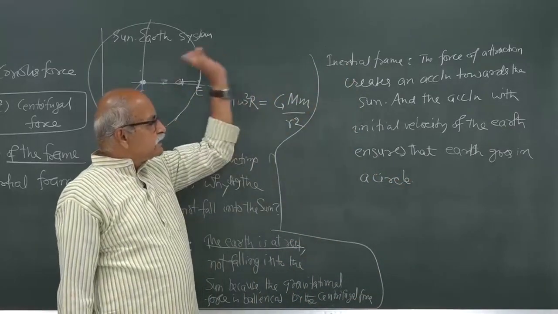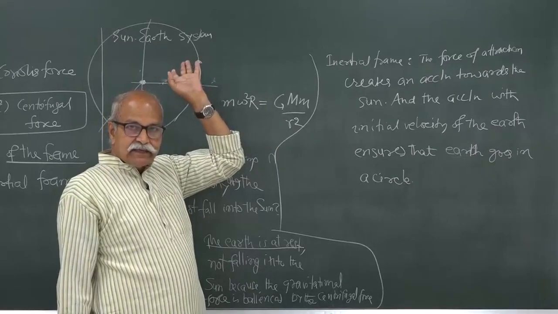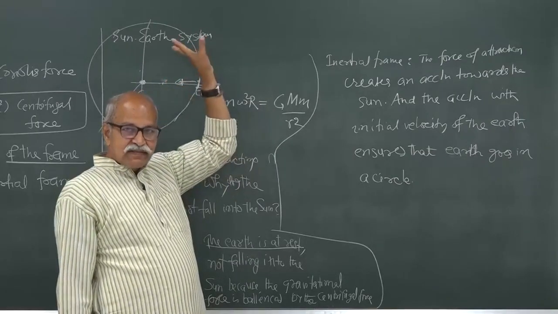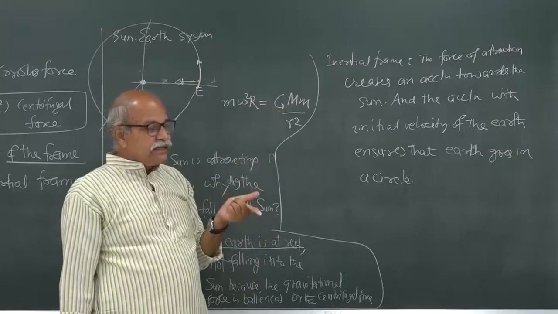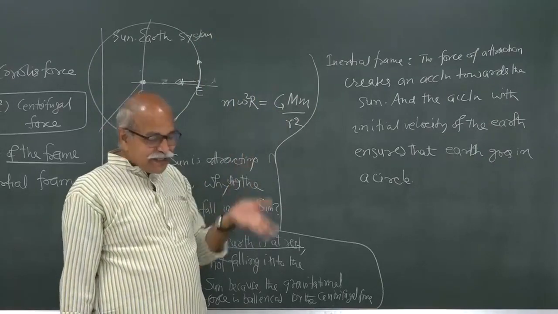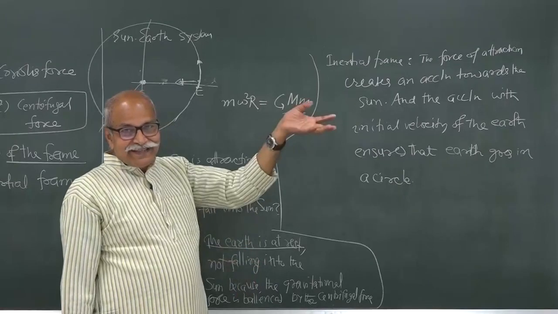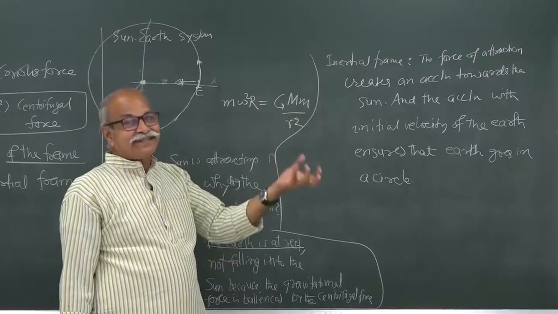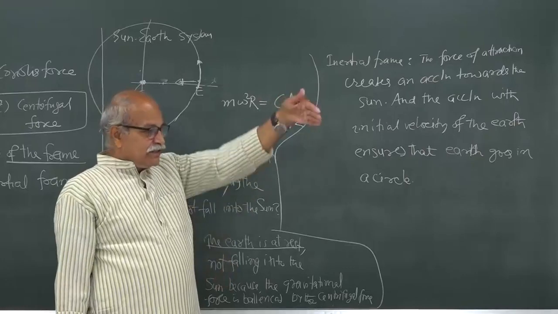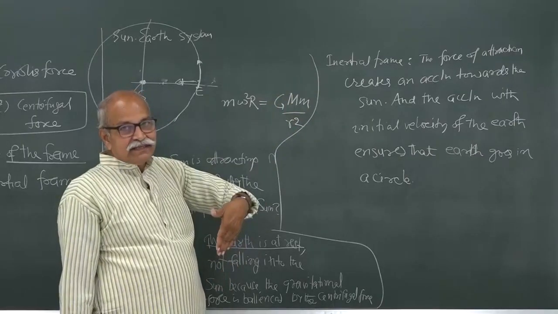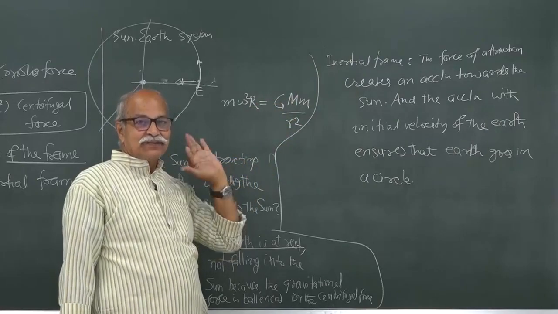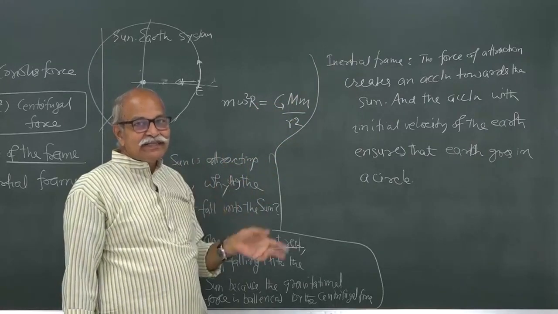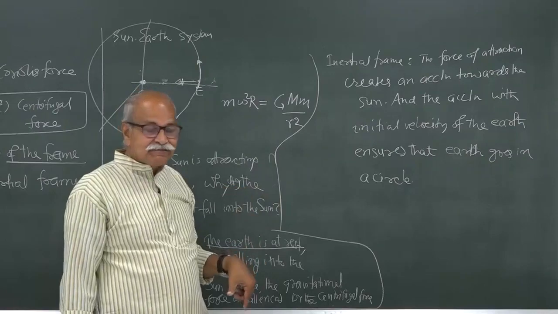If you are using that inertial frame where the axes are not rotating together with the earth, then you say that the earth is going in a circle, and that means there is a radial acceleration, and that is perfectly all right. This attraction force creates that acceleration, and since the acceleration is towards the center, it bends to have that acceleration, and it goes in a circle, does not fall.